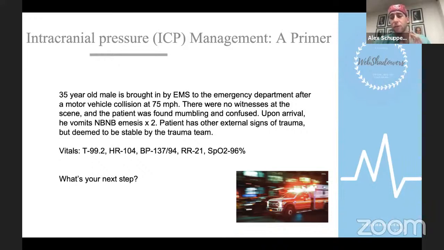So imagine you are the intern in the trauma bay, and you see this guy, he's mumbling, vomiting. He was just in a high-speed car crash. It's not really making sense. And the trauma team says he has no other injuries. What do you want to do next?